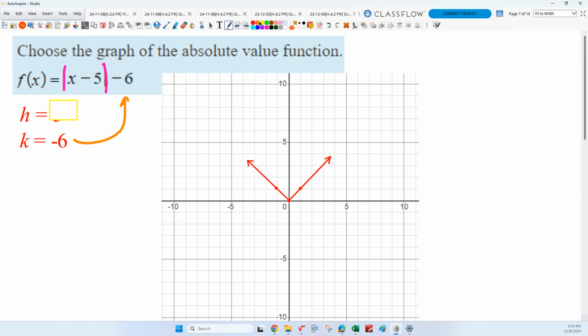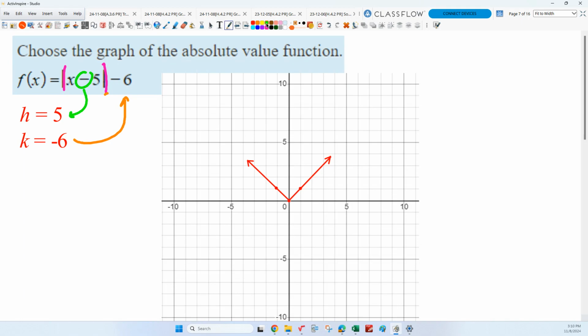What is h? Negative 5. No. Positive 5. It's positive 5 because it's the opposite of that symbol right there, isn't it? If I've got x minus 5, remember, that actually means I'm getting positive 5, okay?